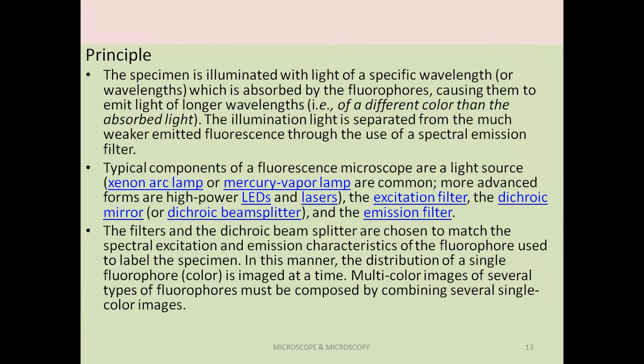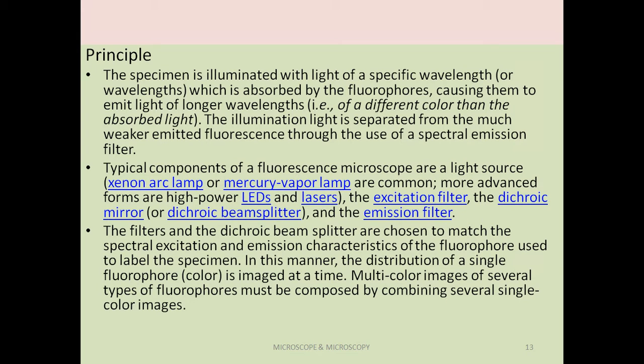As far as the principle is concerned, the specimen, the sample, is illuminated with light of a specific wavelength, which is absorbed by the fluorophores, causing them to emit light of a longer wavelength, that is, of a different color than the absorbed light. And this illumination is separated from the much weaker emitted fluorescence through the use of a spectral emission filter.